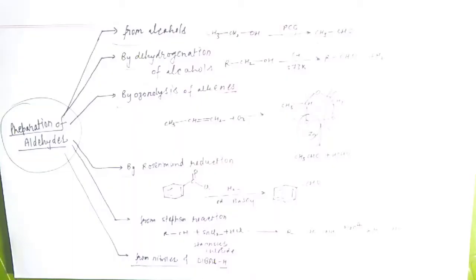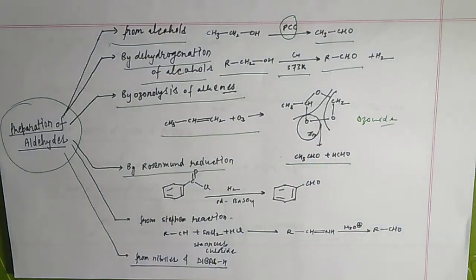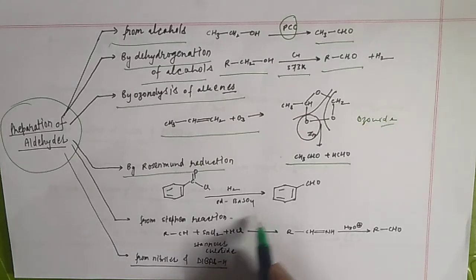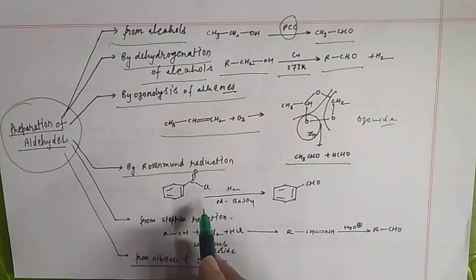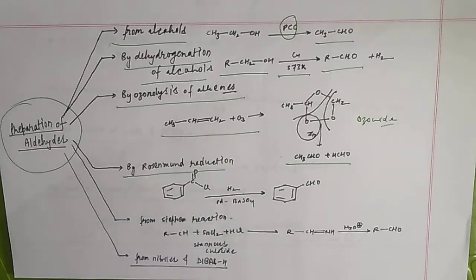Now your next reaction is the Rosenmund reduction. This is also a very important named reaction, the Rosenmund reduction, where we take palladized barium sulfate, and in the presence of dihydrogen, it will reduce the benzoyl chloride into benzaldehyde.